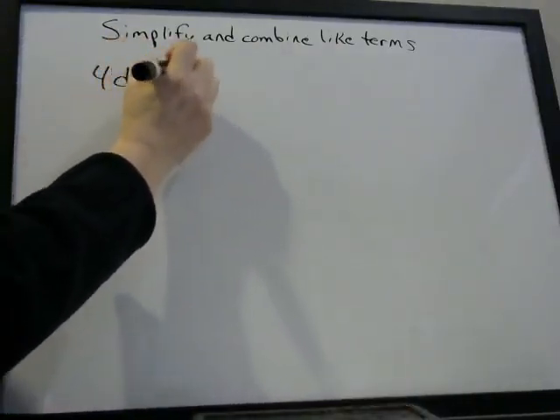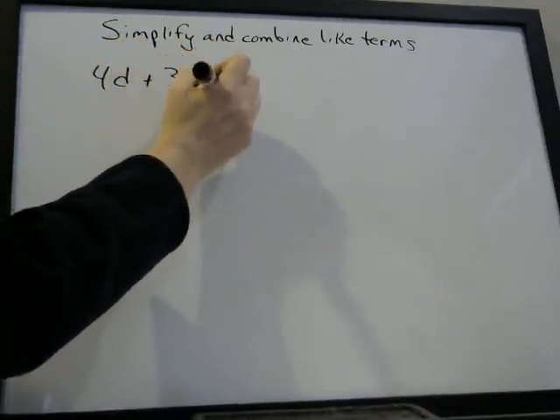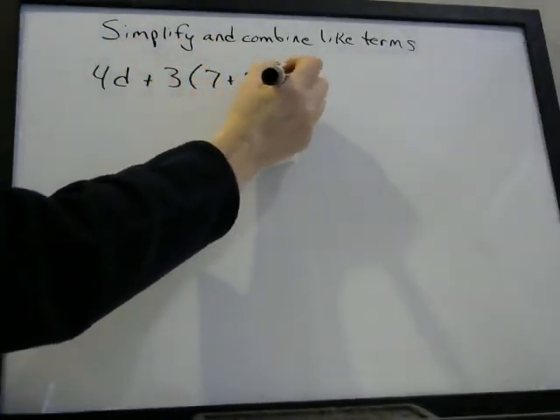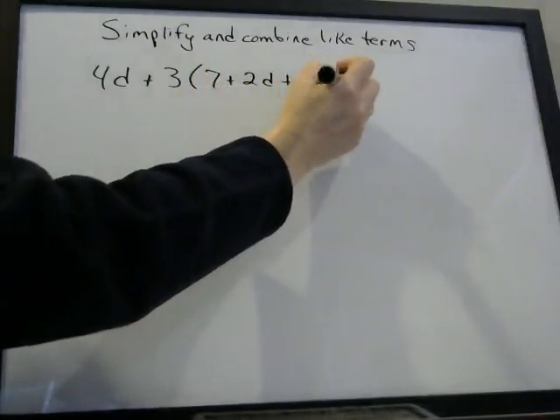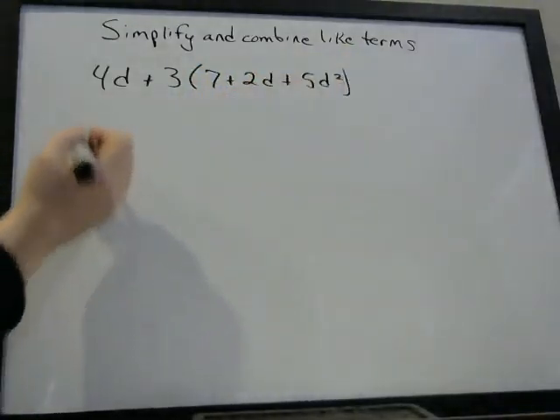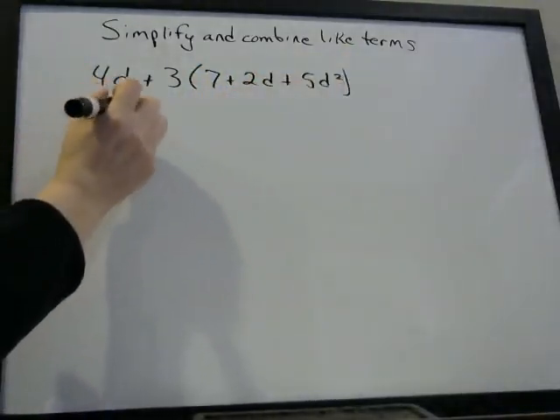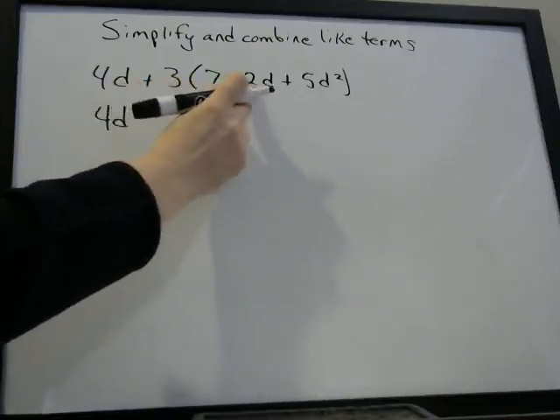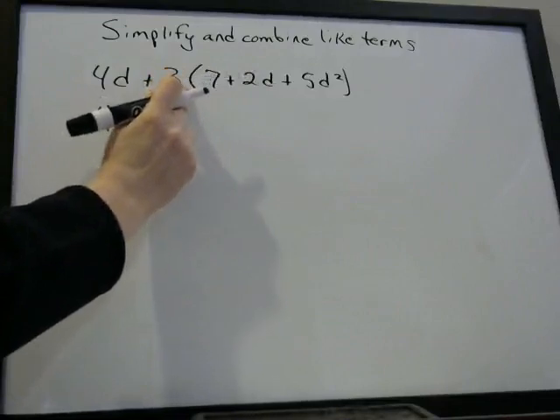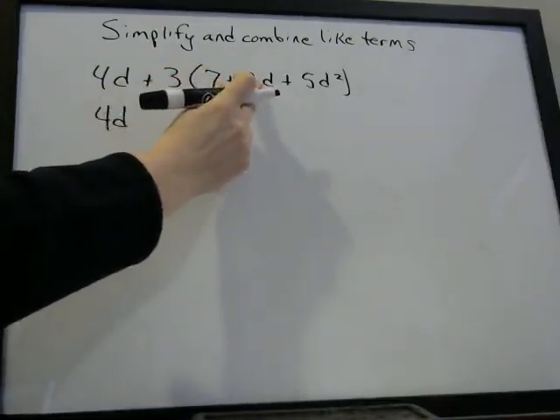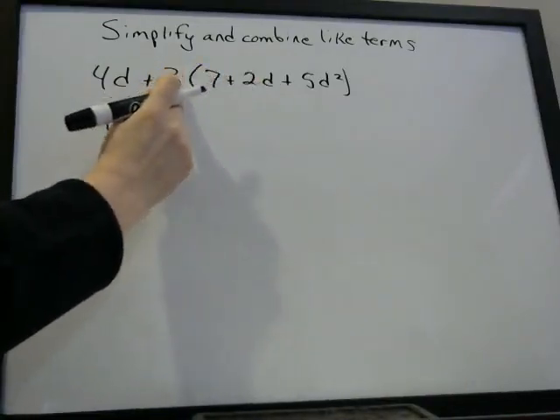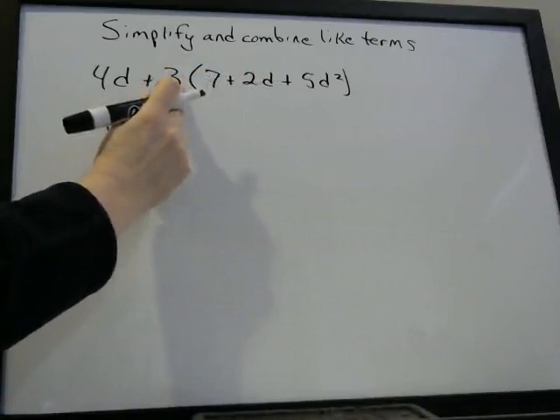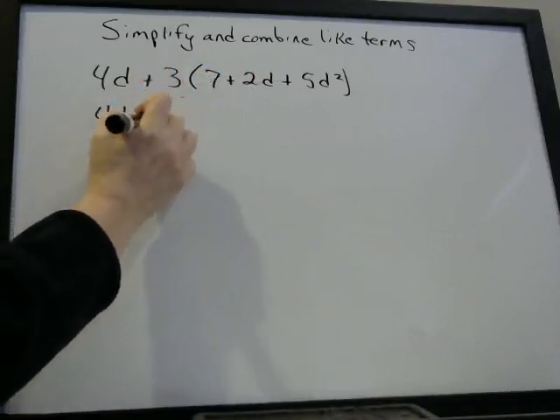4d plus 3 times 7 plus 2d plus 5d squared. So 4d, and we're going to use the distributive property. And remember, we can do multiplication on things even though this doesn't have a d. We can multiply it and we can divide it, but we cannot add or subtract it. We can only add or subtract if they have like terms.